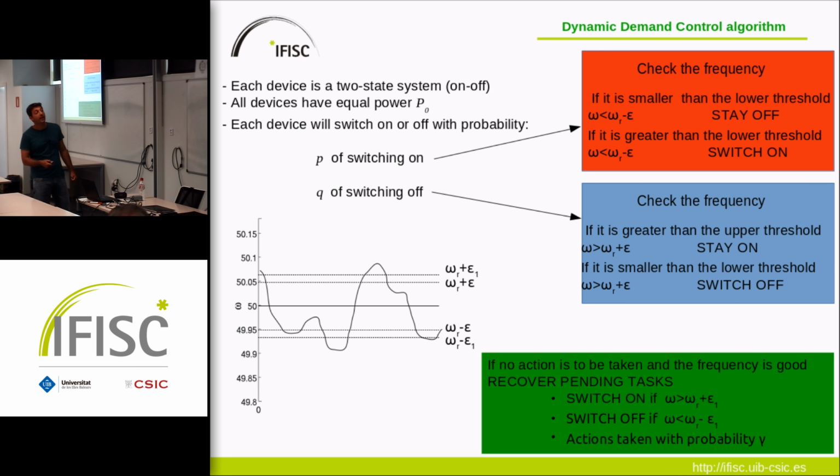If the recovery of a pending task requires the device to switch on, we do that only if the frequency is above omega 1. If the frequency is above this second threshold, omega 1, that means there is a lot of energy available, so we can recover the pending task that had to switch on. And vice versa for the ones that have to switch off. You follow? So the demand control has two parameters. One is the tolerance, epsilon, within which you don't control, and above this threshold you control. And a second threshold for the recovery of the pending tasks. That's it, that's simple. With this, we can model this complex system.